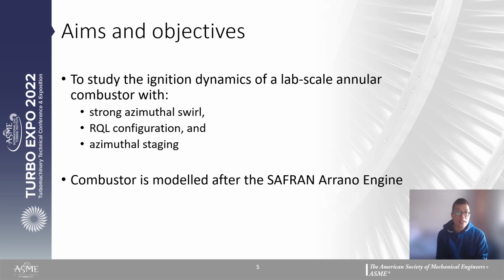To this effect, in this study, ignition experiments have been performed on a test bed which incorporates salient features of the Safran Aneto helicopter engine. Notably, 1. The injectors produce a strong azimuthal swirl around the annular chamber. 2. The combustor operates in a rich quench lean RQL mode. And lastly, it allows for mass flow flexibility for azimuthal staging.